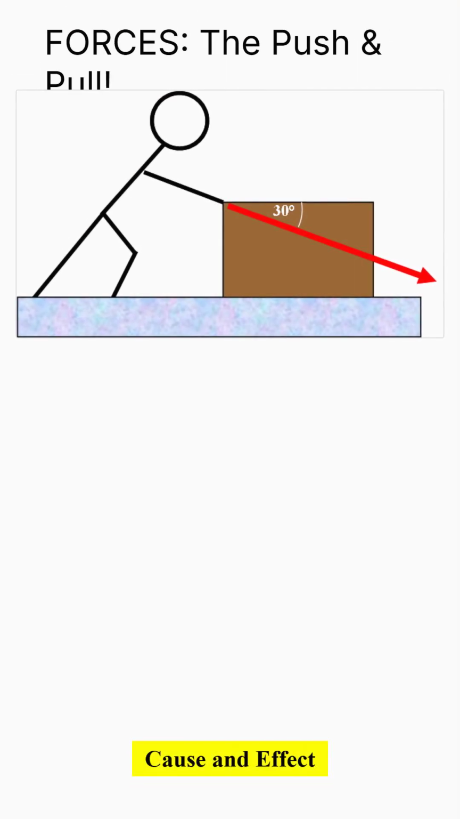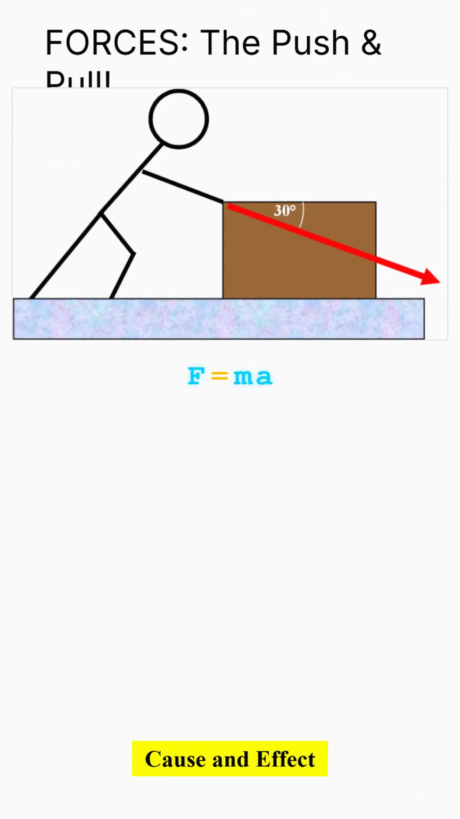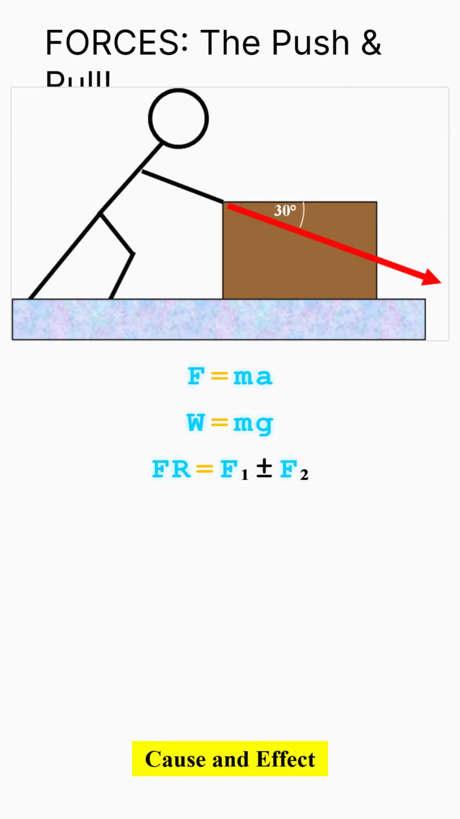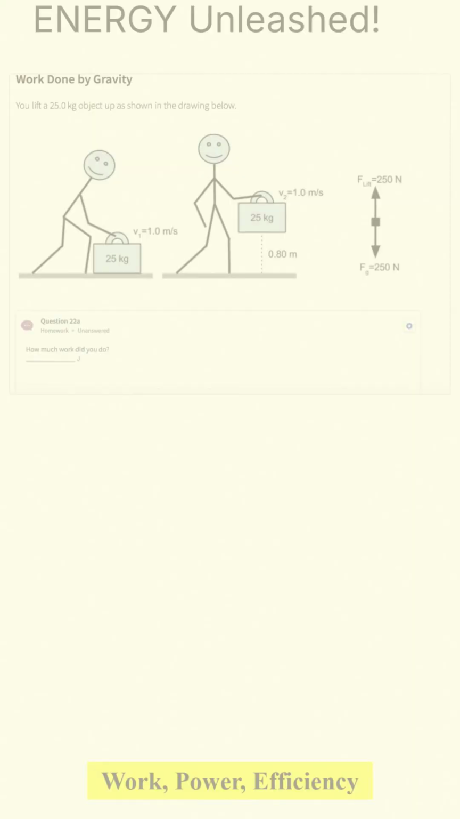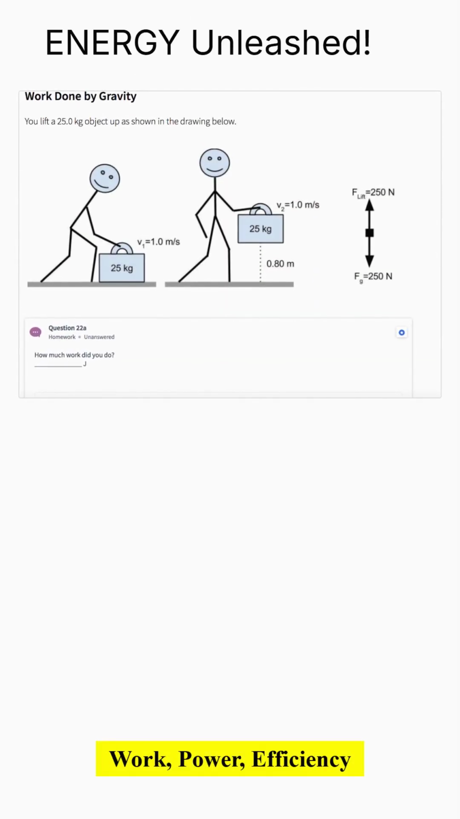Forces are what cause changes in motion. F equals ma, where F is force, m is mass, and a is acceleration. W equals mg shows that weight, W, is equal to mass times the acceleration due to gravity, g. The resultant force, Fr equals F1 plus or minus F2, is the sum of individual forces, accounting for direction. Forces make things happen.